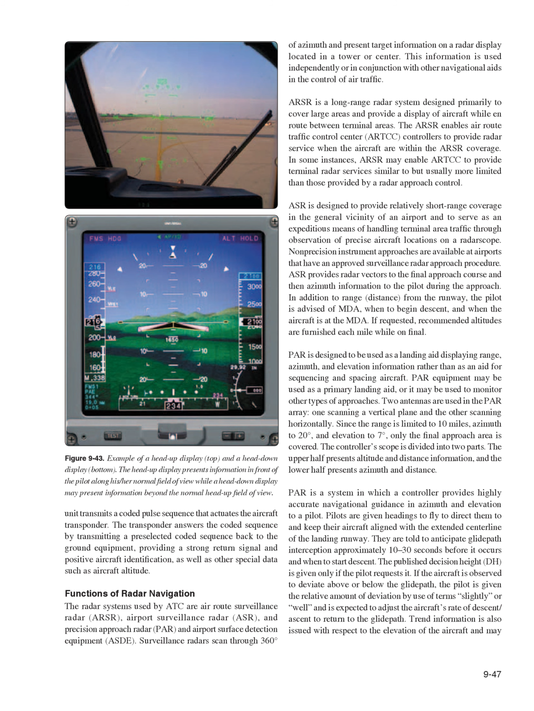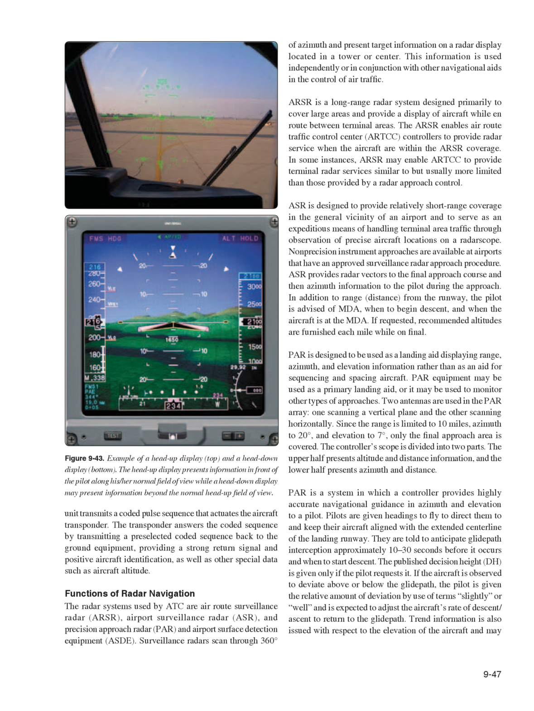Functions of radar navigation. The radar systems used by ATC are Air Route Surveillance Radar, ARSR, Airport Surveillance Radar, ASR, Precision Approach Radar, PAR, and Airport Surface Detection Equipment, ASDE. Surveillance radars scan through 360 degrees of azimuth and present target information on a radar display located in a tower or center. This information is used independently or in conjunction with other navigational aids in the control of air traffic.